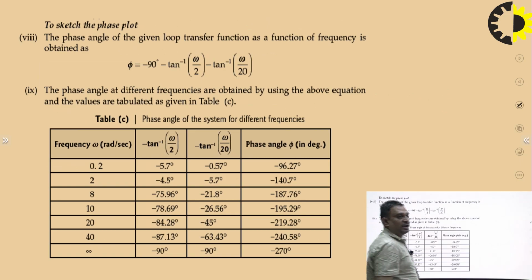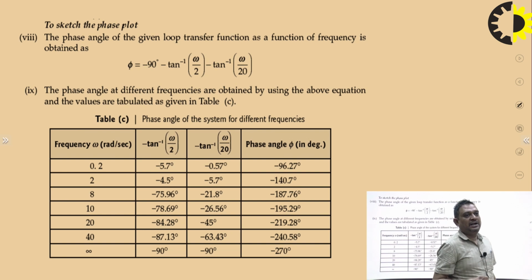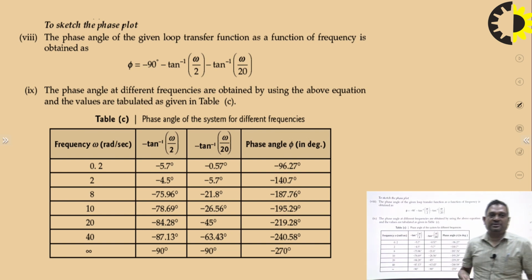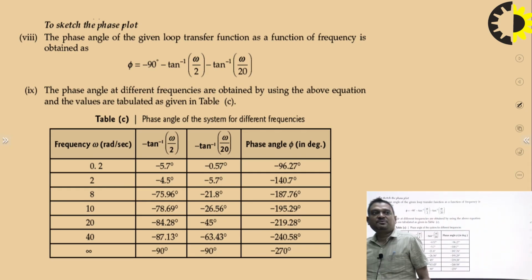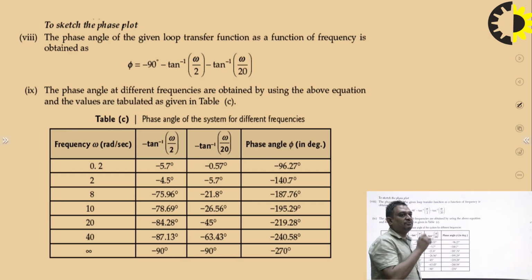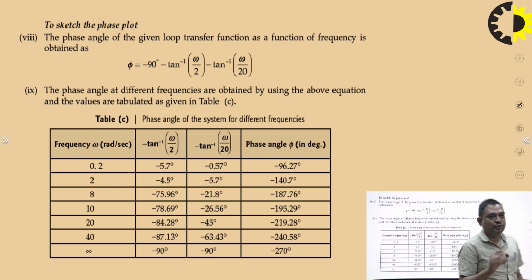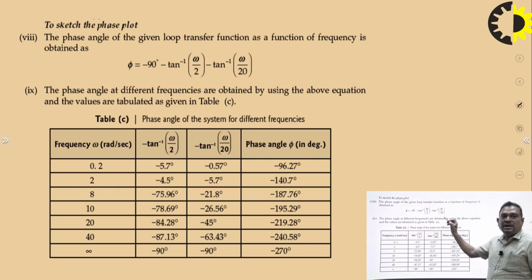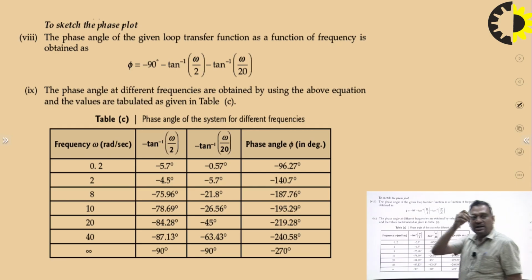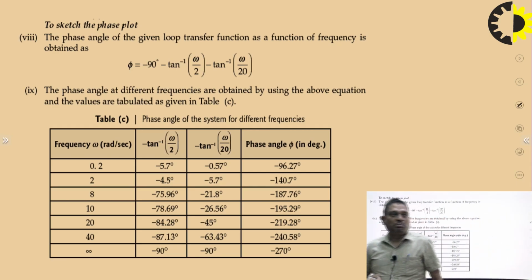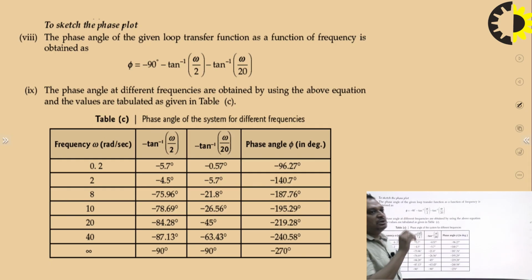Now you will vary the frequency and you will get the various values of phase. You know, the magnitude plot is based on the slopes. But here in the phase plot, we will get the values of phase at different frequencies, and then all those points are joined using a smooth curve. In the case of the magnitude plot, those lines are asymptotic lines. But here we will join those phase values using a smooth curve.